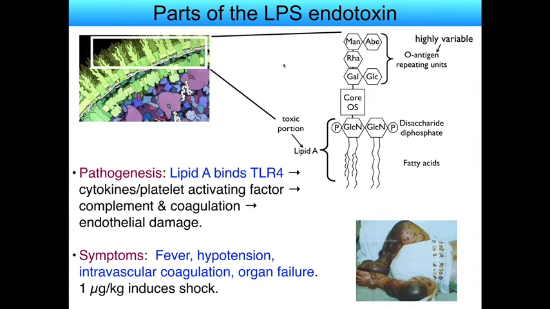For example, you may have heard of E. coli O157:H7. The O157 is in fact the O antigen, specific for that toxic strain.